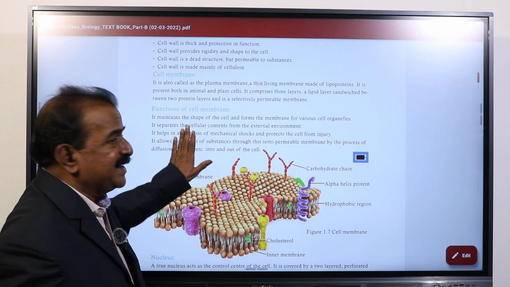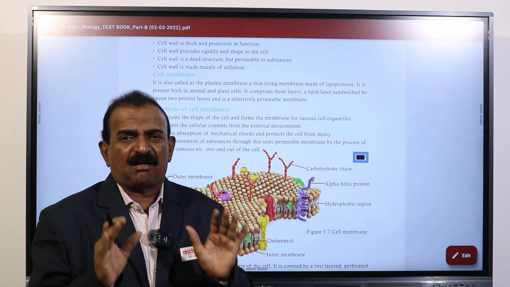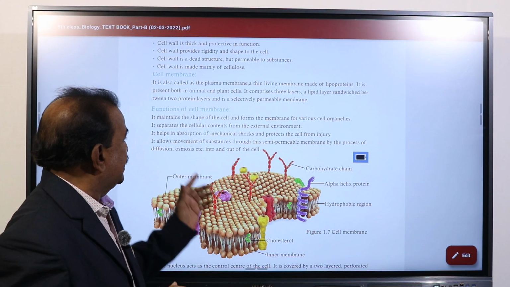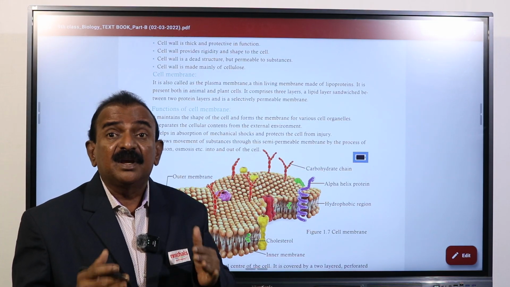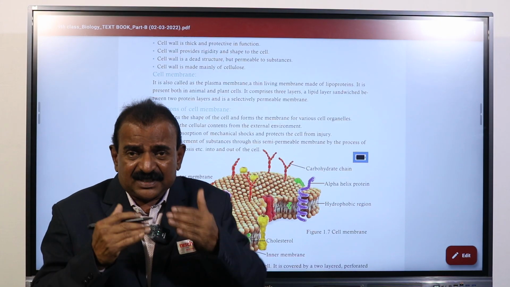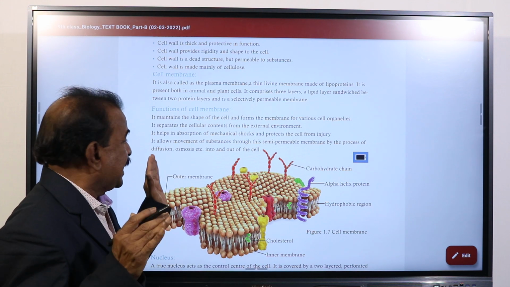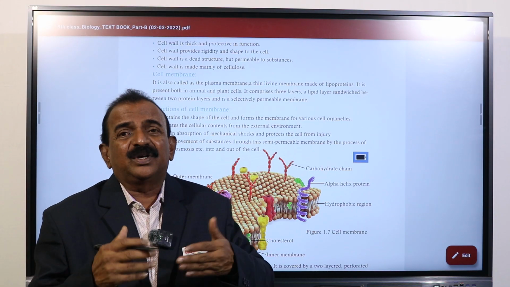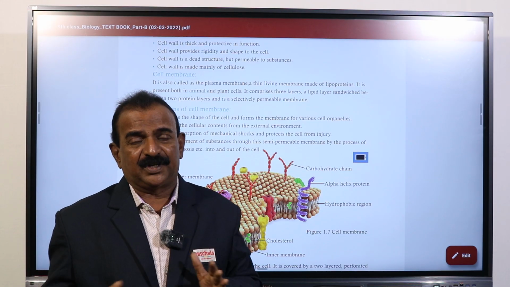So here you see it maintains the shape of the cell, and it protects the inner content of the cell from the external environment. It also absorbs mechanical shocks and protects the cell from injuries, and it allows certain substances to get into the cell and certain substances to get out of the cell. It is also useful for the entry of substances into the cell, and the exit of some substances out of the cell by means of osmosis and diffusion.